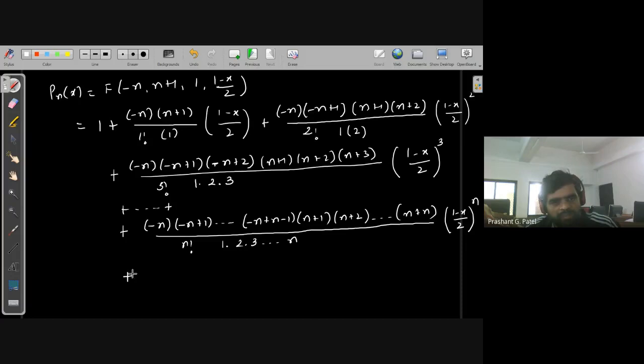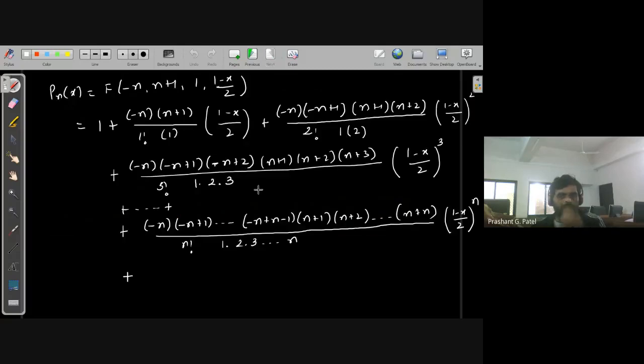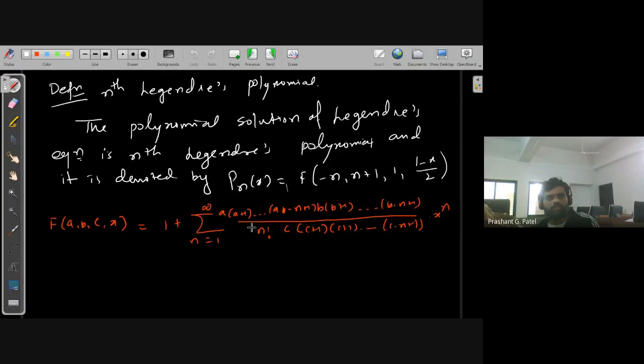What will be the next term? Because this summation is running from 1 to infinity, here I have written the nth term. What will be the next term? Then it is the term n plus 1, and n plus 1 will cancel with this, because if the value of a is minus n, then this n will get cancelled out, and 1 also gets cancelled.